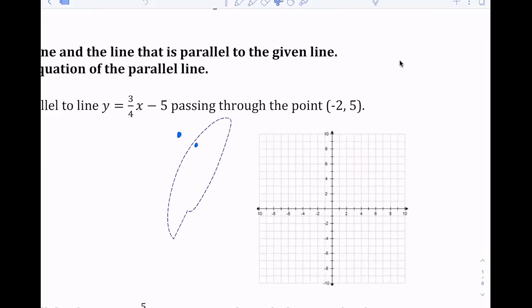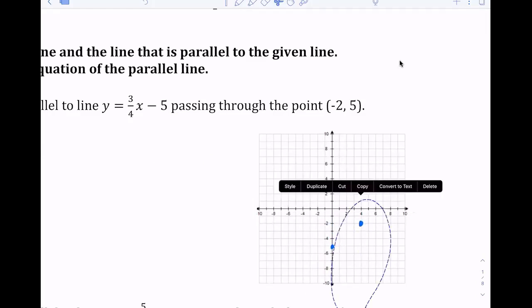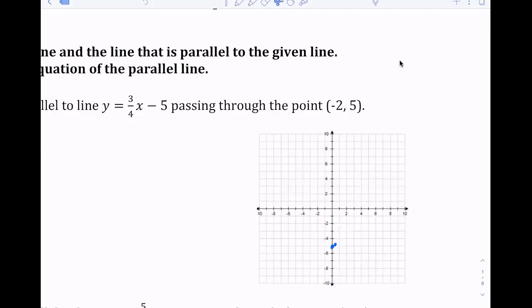That's the slope and y-intercept. You go down 5: 1, 2, 3, 4, 5. Plot a point. Then from there you go up 3, and then to the right 4, and plot that point. And then draw the line.